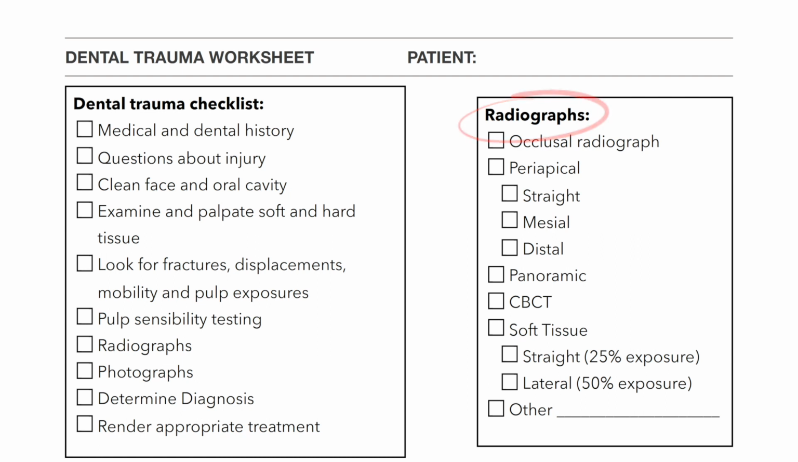In the top right section of the Dental Trauma Worksheet, you will find a radiograph section. There's a lot of radiograph options listed there. Depending on what you visualize clinically and your differential diagnosis, you will order different types of radiographs. Don't be surprised if you order a radiograph and then later determine you want an additional image based on initial findings.